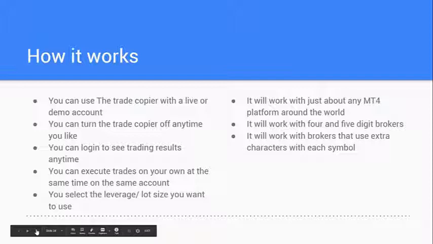You can also, like I said, use it with a demo account. So it's up to you how much money you want to put in your trading account, whatever you're comfortable with. The trade copier will also work with 4- and 5-digit brokers, and it will work with brokers that use that extra character or suffix, the symbol.